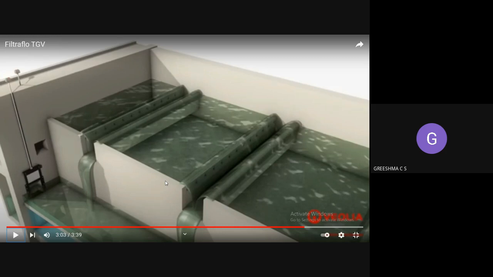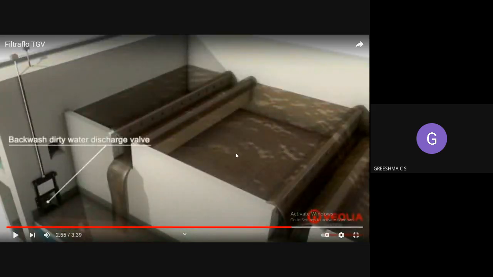Okay, so initially you have seen, you can see the color of the water. So from the color of the water we can assume the dirt that is trapped in the filter bed. Okay, so until all this muddy water is gone and the water becomes clear, we will keep sending water in from the bottom.